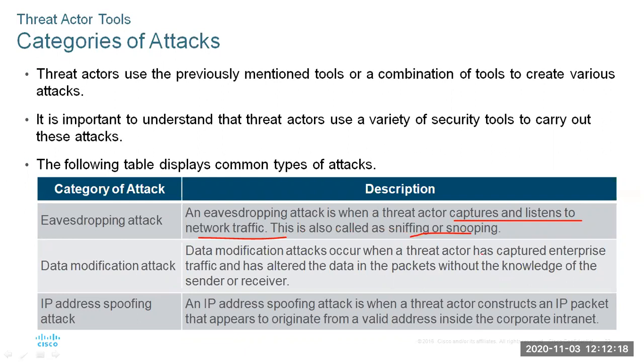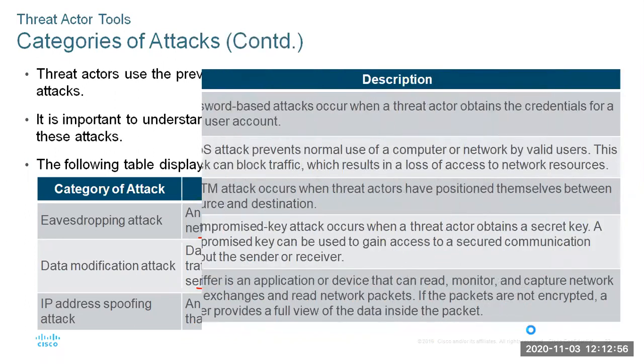Data modification attacks occur when a threat actor has captured enterprise traffic and has altered the data in the packet without the knowledge of the sender or receiver. Very bad. And then IP address spoofing. An IP address spoofing attack is when a threat actor constructs an IP packet that appears to originate from a valid address inside the corporate intranet.